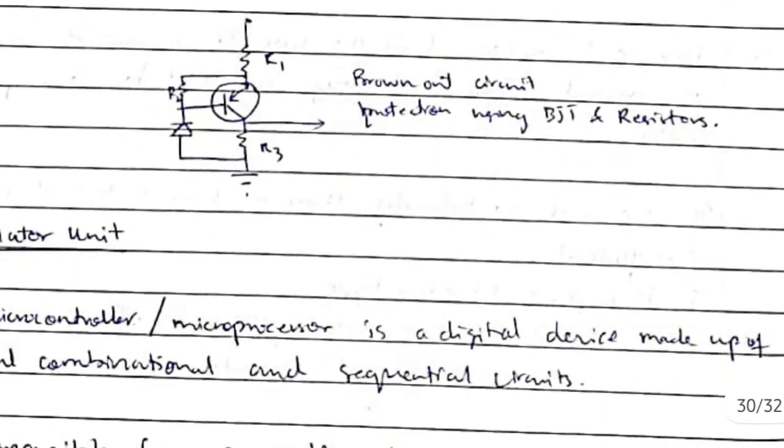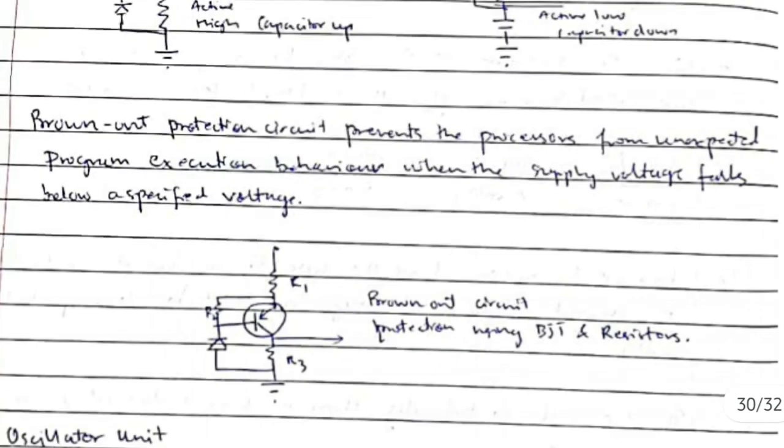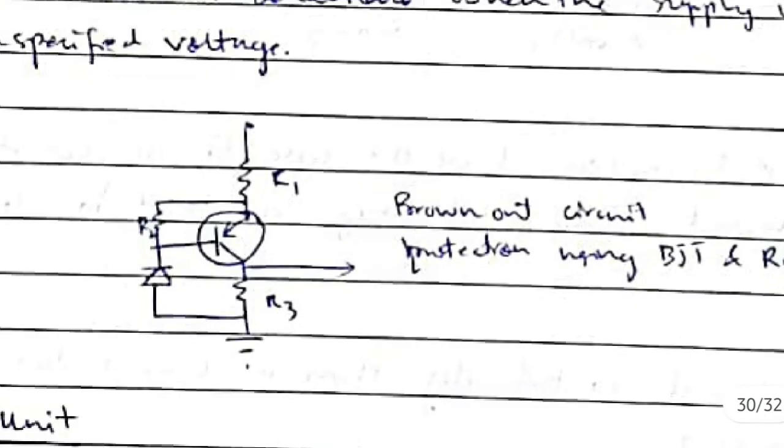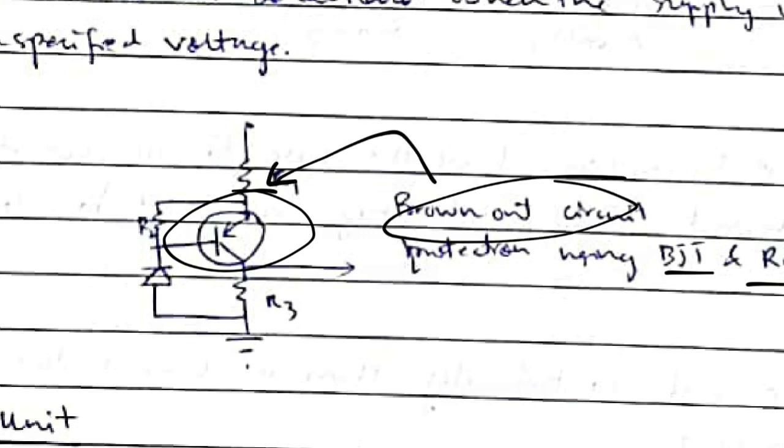And the next one is brownout protection. By using brownout protection, we can prevent the process from unexpected program execution behavior. When the voltage falls below a specific voltage, it will stop the execution and save the process from performing unexpected behaviors. The brownout circuit uses BJTs and resistors. By using a BJT and a resistor, we can implement brownout circuit protection in this reset circuit.